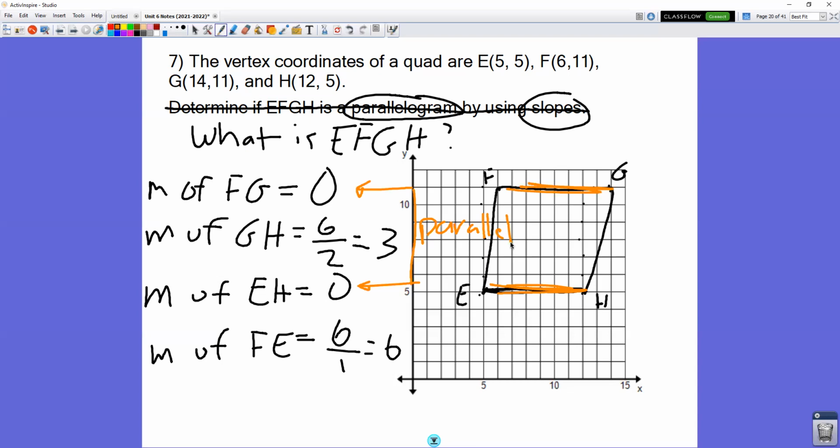The issue is that when we look at the other pair of opposite sides, the slopes are 3 and 6. Those slopes are not the same, so we do not have 2 pairs of parallel sides. We only have 1, so this is not a parallelogram. The technical answer is that it's a trapezoid. We haven't learned about trapezoids yet, but trapezoids have 1 pair of parallel sides and only 1. So that's where the answer to this question comes from.